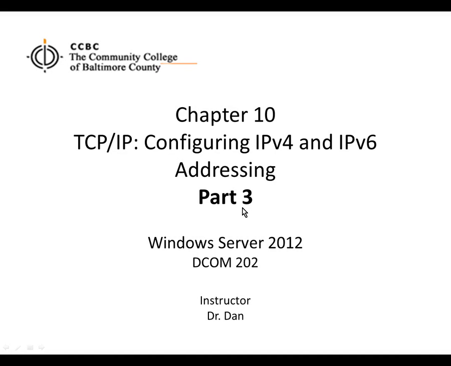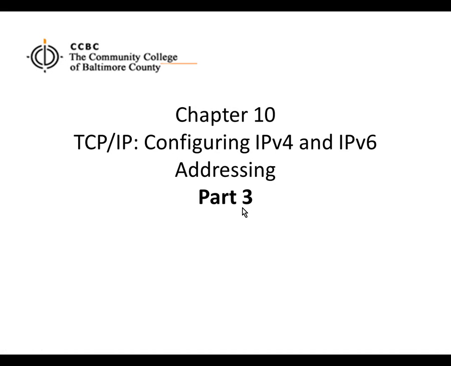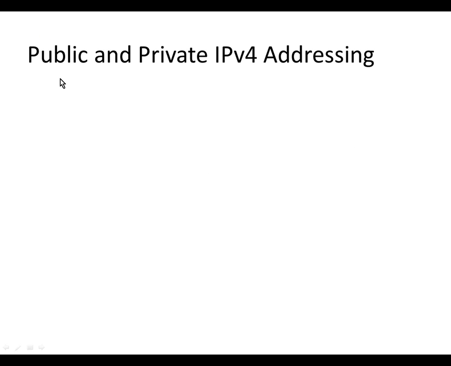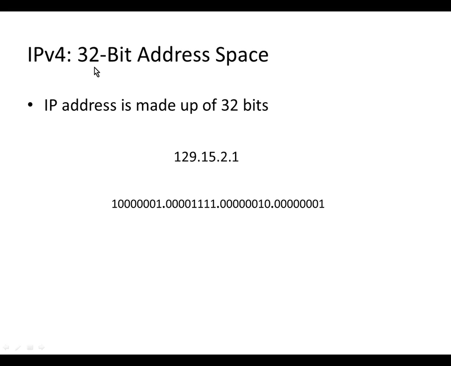Let's get started on part 3 of chapter 10. Let's discuss public and private IPv4 addressing. As you know, TCP IPv4 has a 32-bit address space.